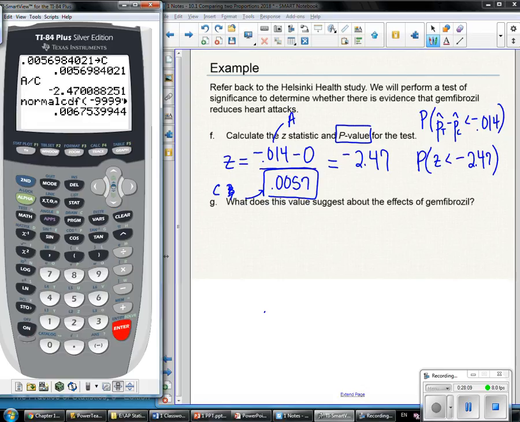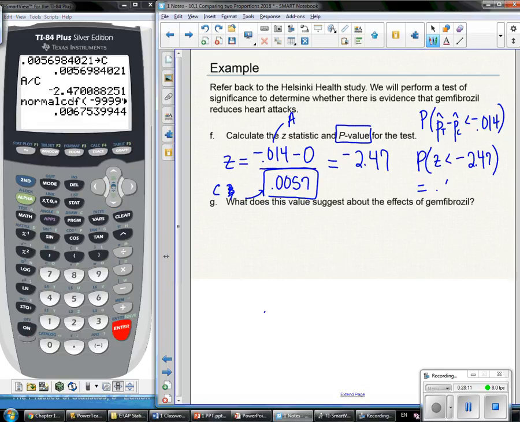Okay, and so I get a p-value of 0.007. Okay, and so that's what we're used to getting from the calculator. So it says, what does this value suggest about the effects of gemfibrozole? Well, obviously, since our p-value, which is 0.007, is less than alpha.